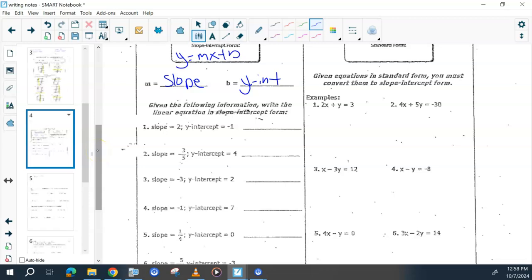So if we're given the slope and y-intercept, we should be able to put those into our y equals mx plus b. So how would I write number 1? Y equals 2x plus minus 1 is minus 1. Okay. Now, 2 through 6 will be similar. Are there any in 2 through 6 on this side that we want to see you go over before we go on to the next part?